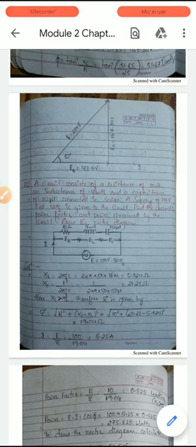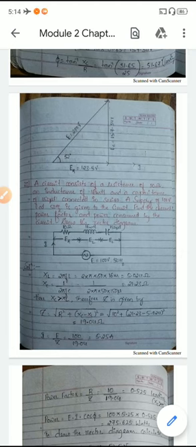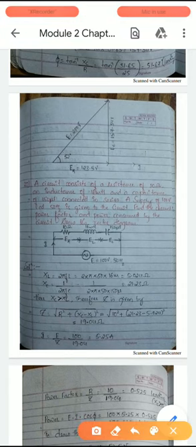To solve this problem, we require the value of XL and XC, the inductive reactance and capacitive reactance. We know that XL is equal to omega L, that is 2 pi FL, because omega is equal to 2 pi F. Substitute the values of F and L, we get XL is equal to 5.024. XC is equal to 1 divided by omega C, that is 1 divided by 2 pi 50 into 150 microfarad. So we get XC is equal to 21.23.